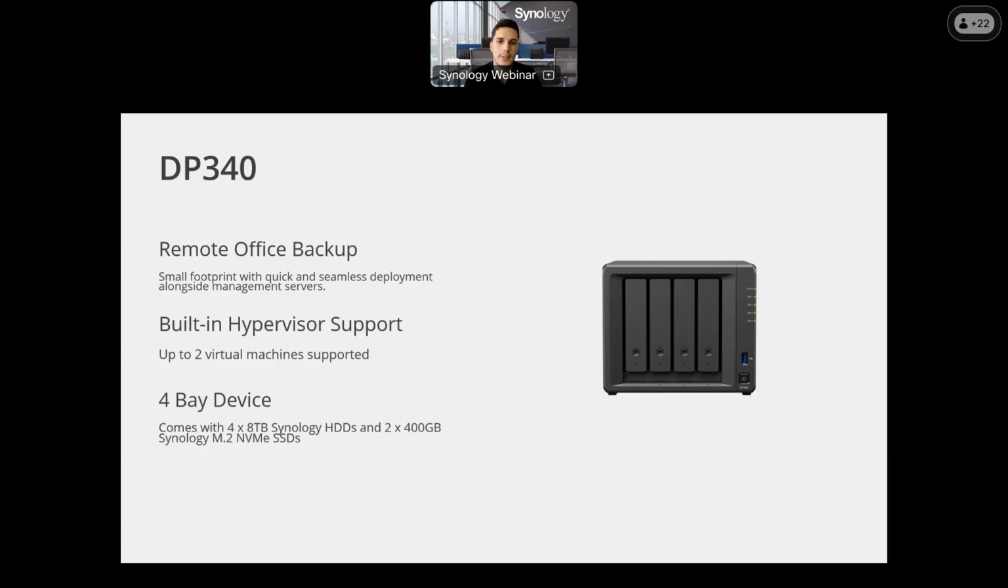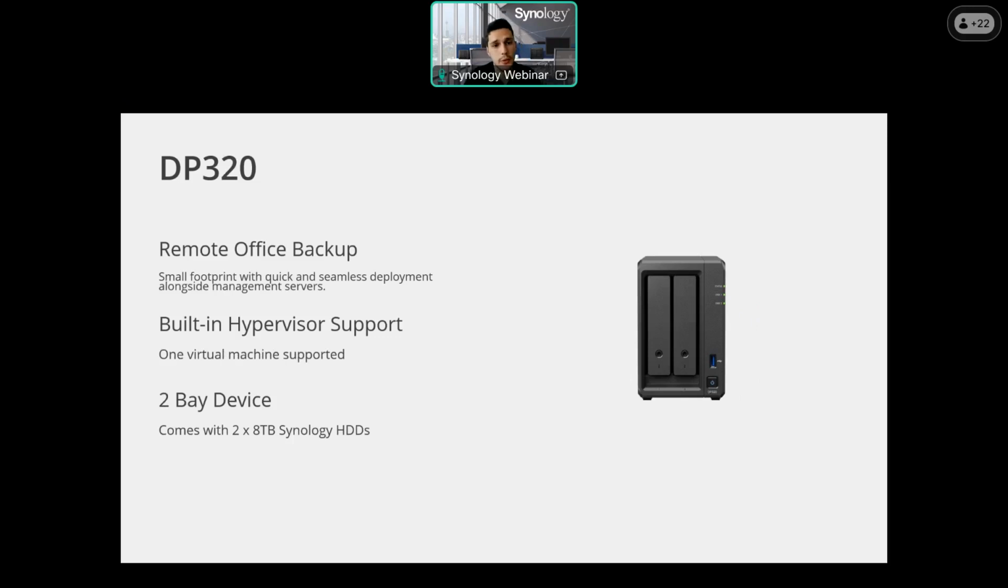This device includes built-in hypervisor support, though its CPU is less powerful than the big DP, so it can run only about 2 virtual machines locally. The hypervisor is mainly used for backup verification, but it can also support lightweight critical VMs such as a domain controller at remote sites. The DP340 comes equipped with 4 pieces of 8 terabyte Synology Enterprise hard drives and 2 Synology M.2 NVMe drives for caching.